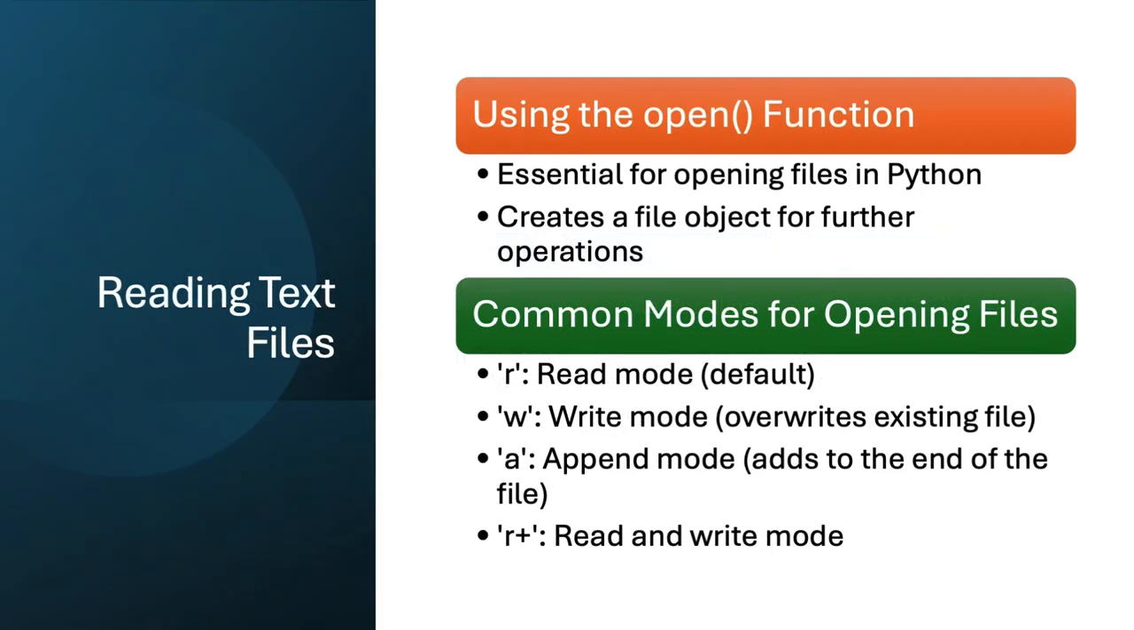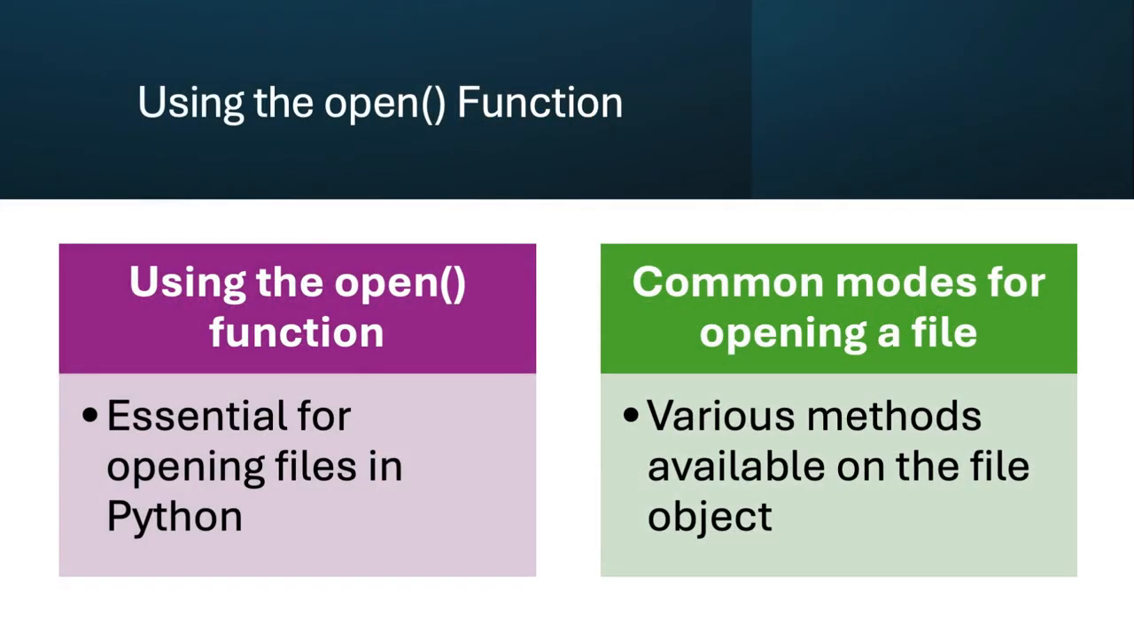To read a text file in Python, use the open function. Common modes include R for reading, W for writing, A for appending, and R+ for reading and writing. There are various methods available on the file object and most common modes for opening a file.